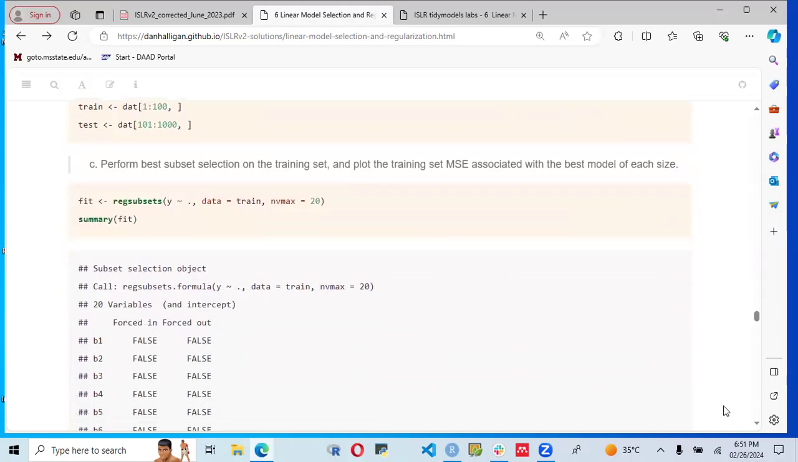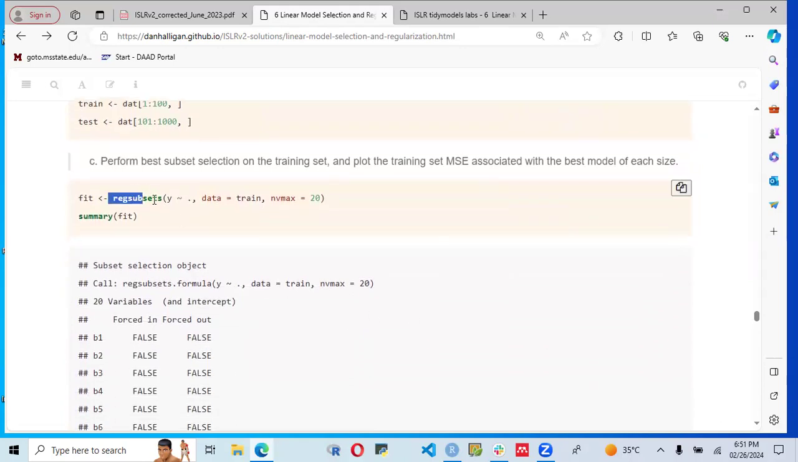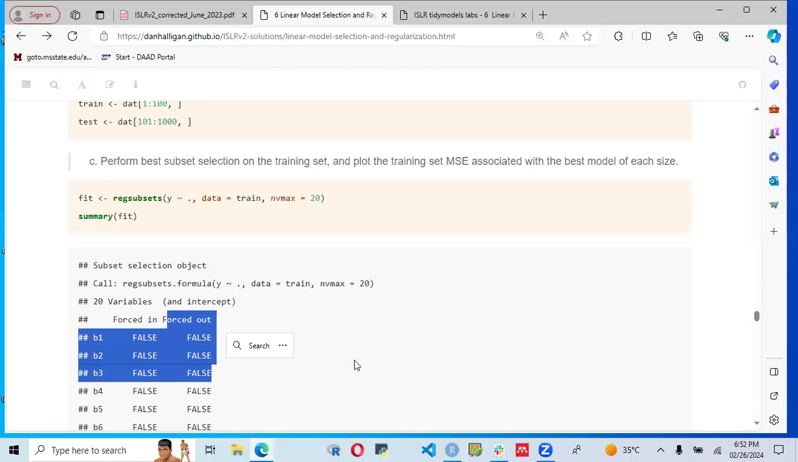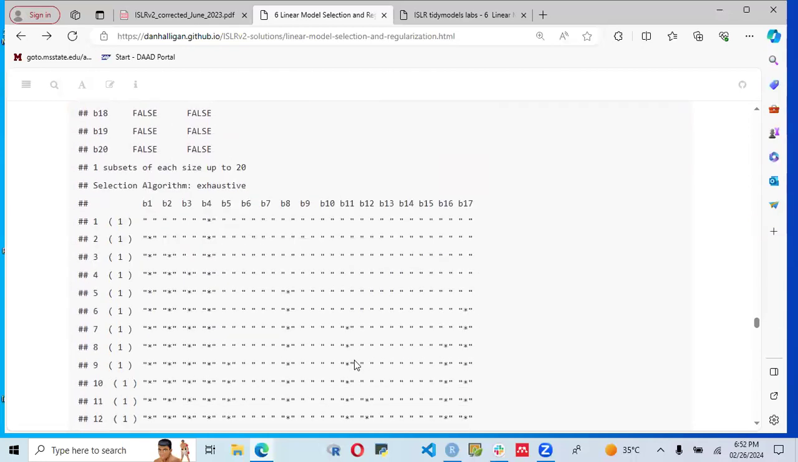So how do we go about that? We now use regsubsets again. Y is explained by everything, data is equal to train, and nvmax is equal to 20 because we want to use a total of 20 predictors. So that is why we introduce this. Then we get the summary of the fit, which gives us this output.